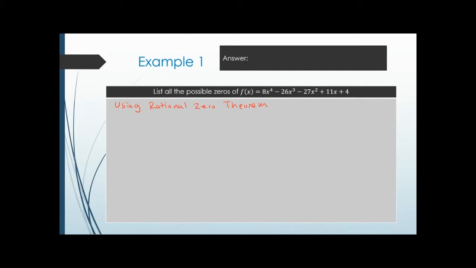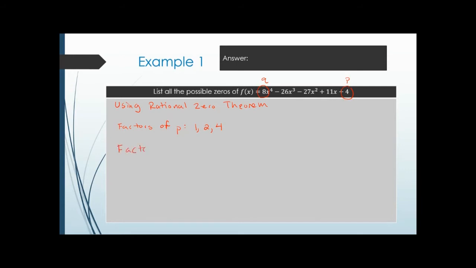So I need to identify my P and my Q. P and Q are the first and the last numbers. So my factors of P: the factors are all the numbers that divide evenly into P. So P is 4. So all the numbers that divide evenly into 4 are 1, 2, and 4.